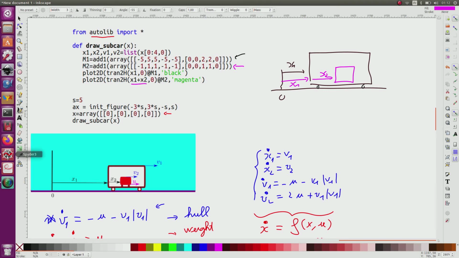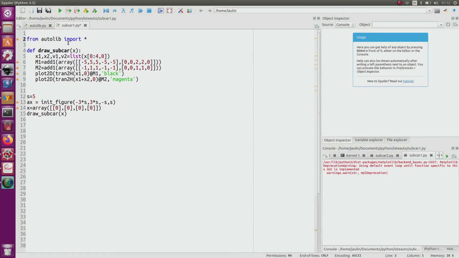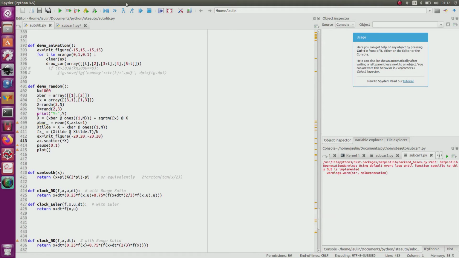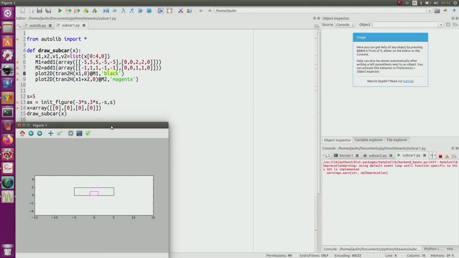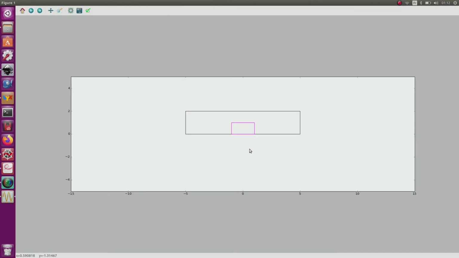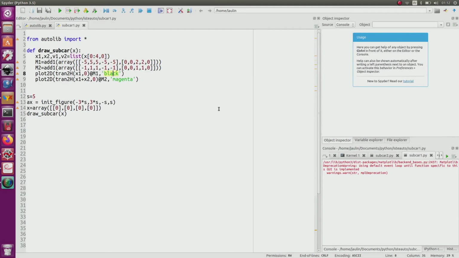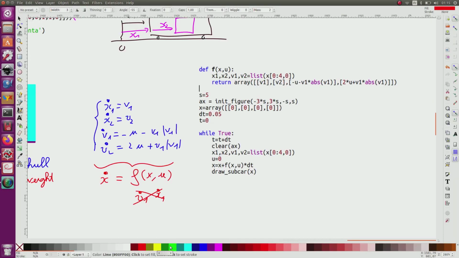I switch to Python. I have my program which uses Autolib, which is given here. I run the program, and I can see here the small weight in magenta, and here black corresponds to the main car. For the simulation, I will have to integrate the state equation, and for this I will use the Euler integration scheme here.